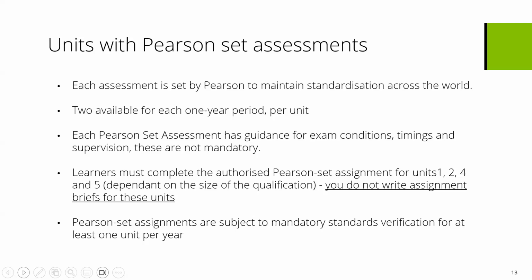There will be 2 available for each 1-year period per unit. The reason for that is because the BTEC is delivered all across the world, and some of your learners' experiences of hospitality will be slightly different because of where you find yourself in the world. So if you are assigned a unit that is assessed using a Pearson set assessment, please, before you embark on the teaching, have a look at the 2 versions of the Pearson set assessment and decide which one is the most relevant to your learners. That might be based on the case study or the scenario that you think is probably going to be the most engaging or motivating for your learners. Once you've made that decision, your whole class or cohort will sit that same assessment.